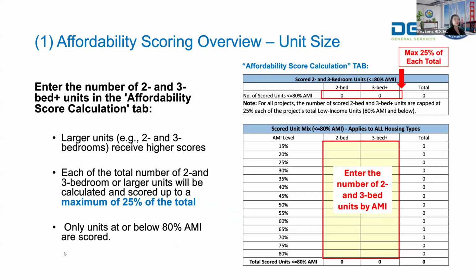Here, you'll see that there's a particular focus on unit size and also unit types that are 80% AMI and below. In this particular tab, you'll want to enter the number of 2 and 3 bedroom units by AMI level. And again, up to only a maximum of 25% of each of 2 bedrooms and 3 bedrooms will be scored, with larger units receiving higher scores.